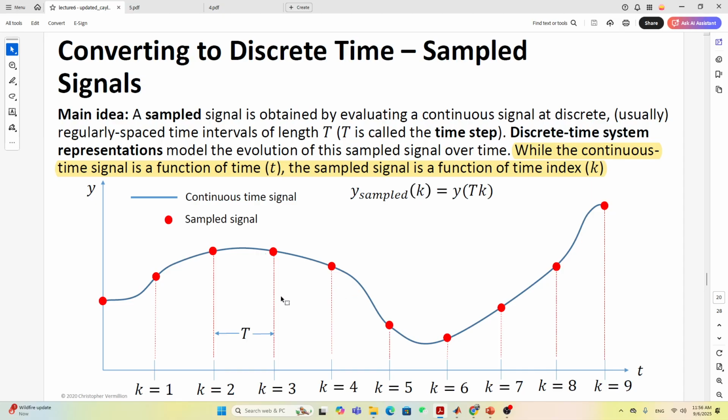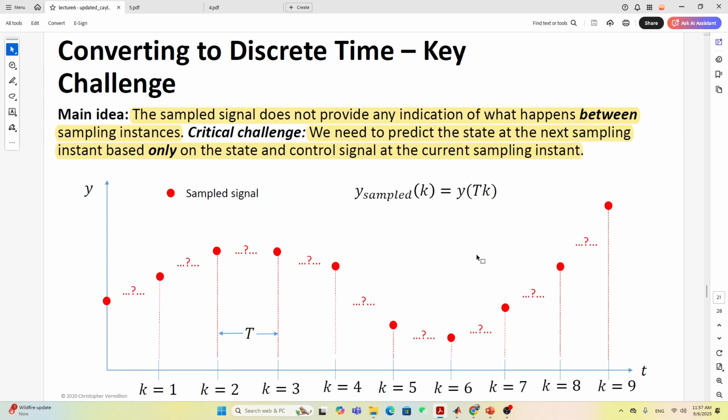Sometimes we might think it might just be a linear line connecting one point to another, or it can also be a zero order hold, which means it remains constant and then jumps when you get the next point's information. But then how do we predict and evolve? So in this one, we are going to introduce zero order hold.